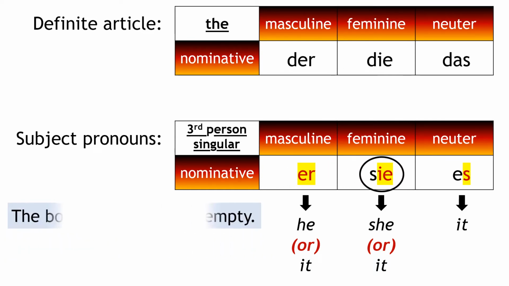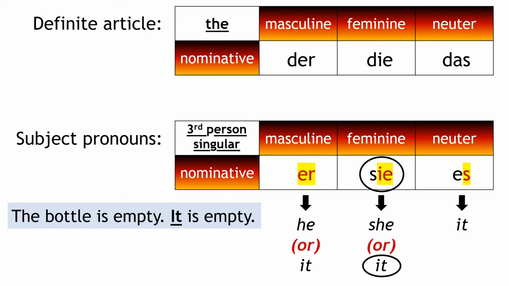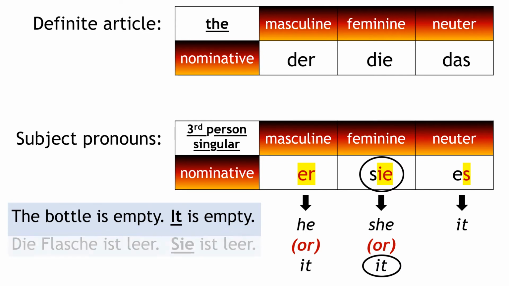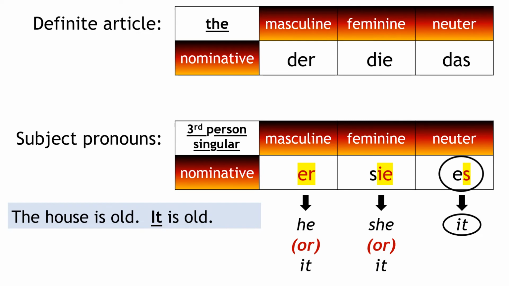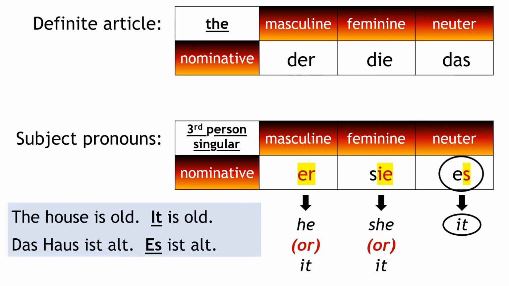Likewise, we would refer to a bottle as it. But because the German word for bottle is feminine, die Flasche, the subject pronoun sie must be used to show this feminine gender. Die Flasche ist leer. Sie ist leer. The German word for house is a neuter word, so we must show this gender by using the neuter definite article and the neuter subject pronoun. Das Haus ist alt. Es ist alt.